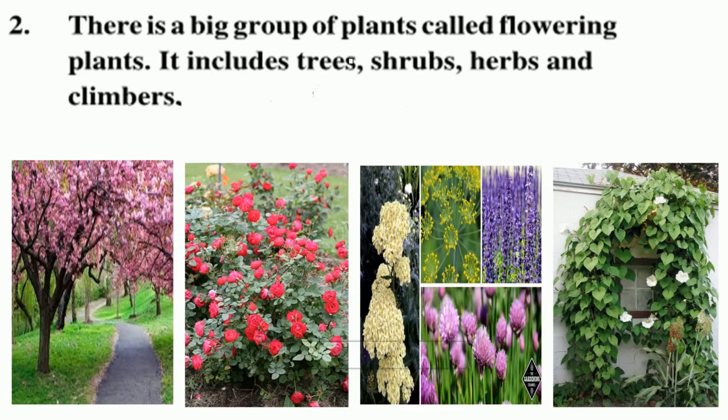A tree is a tall plant with a trunk and branches made of wood. Trees can live for many years. A shrub is a woody plant which is smaller than a tree and has several main stems arising at or near the ground. Herbs are plants with leaves, seeds or flowers used for flavoring food, medicine or perfumes. Climbers are weak-stemmed plants that need support to stand or climb up.